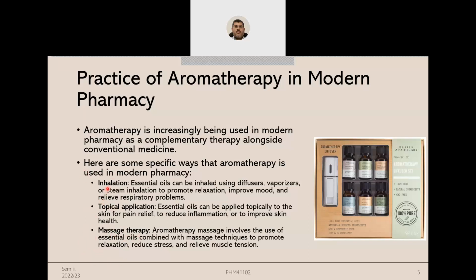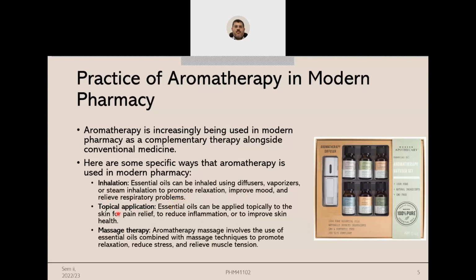So inhalation means that it can be inhaled using devices like diffusers, vaporizers, or steam inhalation. And you just put in the device and then you inhale the steam or the nozzle that comes from the device. It may promote relaxation, improve mood, and relieve respiratory problems as well. It depends on the type of oil being used.